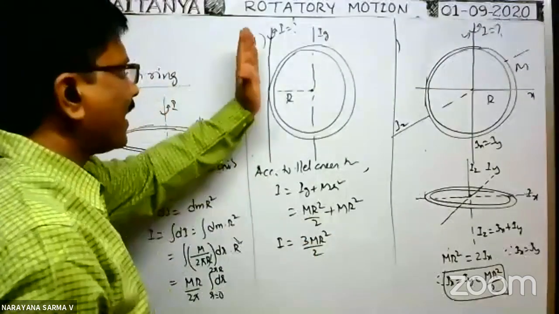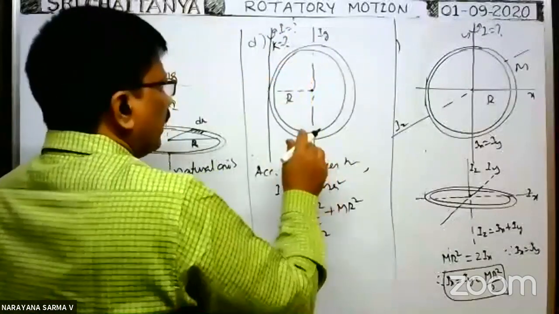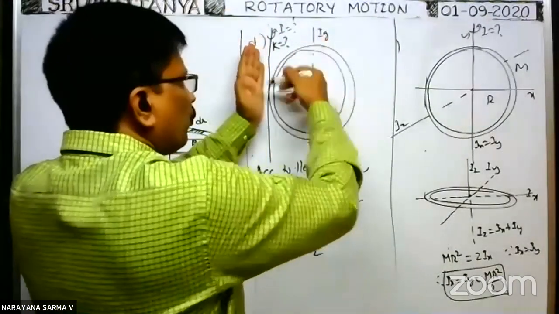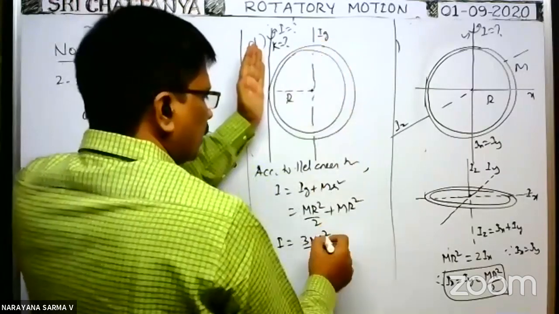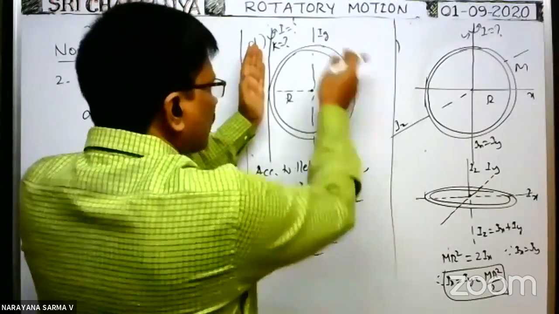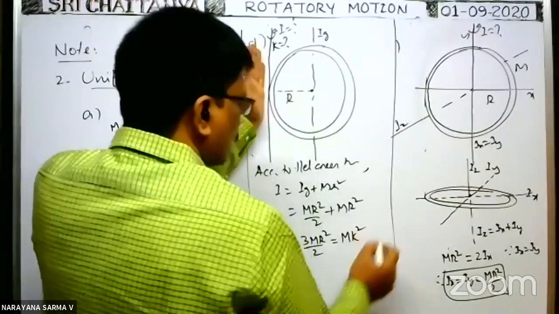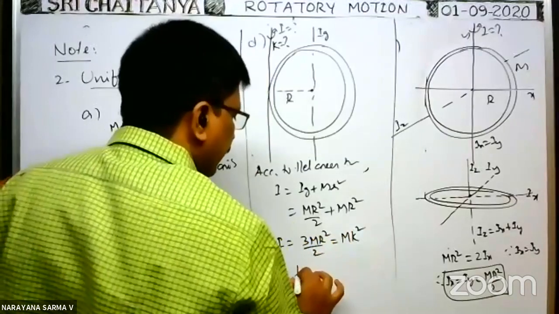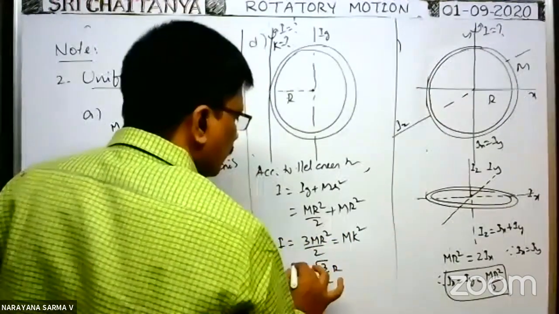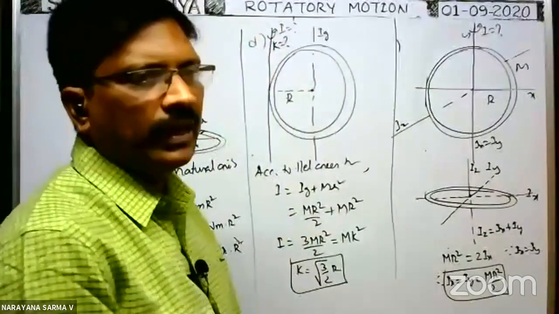Sometimes about this axis, they may ask, what is the radius of gyration? So about this axis, if they ask to find the radius of gyration, you find the moment of inertia of the entire ring, that is equal to this one. You make it equal to mass into radius of gyration square. Mass means only one ring is there. So mass m into radius of gyration square, k square. Then cancel. Then k is equal to root 3 by 2 into r. This is the radius of gyration of this ring about this axis. In this way, we have to do.